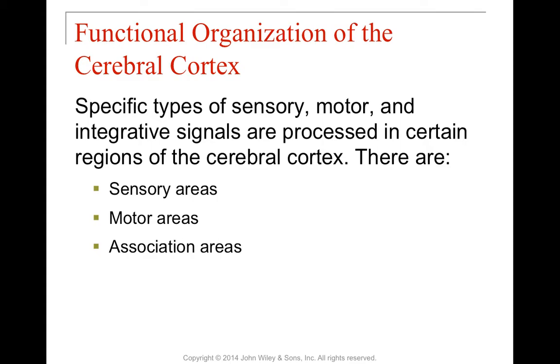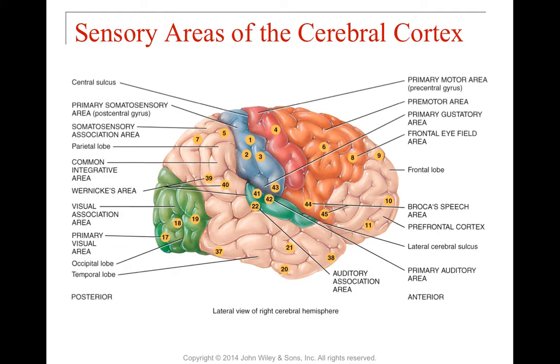So we have different types of sensory, motor, and integrative signals that are coming in and being processed in different regions of the cerebral cortex. So we have the sensory area. It's going to be taking sensory information, the motor area, and the association area. So the sensory areas are going to be concerned with reception and interpretation of sensory impulses. Some important sensory areas include the primary somatosensory area, the primary visual area, the primary auditory area, and the primary olfactory area, and the primary gustatory area.